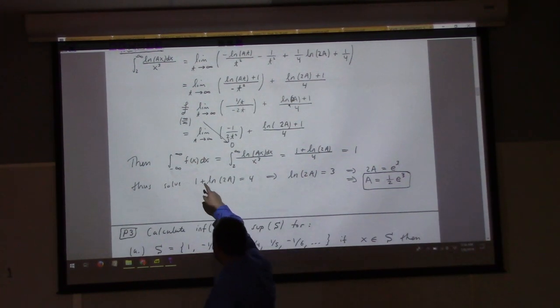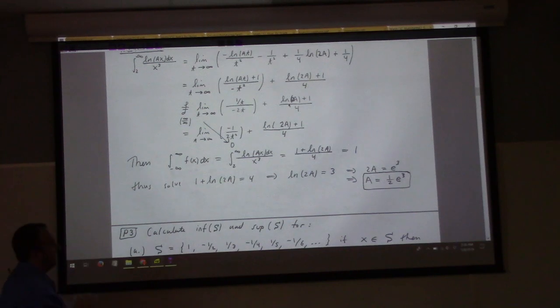So the integral from minus infinity to infinity just is that integral, because everything else is defined to be 0. So I set this equal to 1, which gives me log of 2a plus 1 equals 8, which gives me log of 2a equals 7, which gives me that 2a is equal to e to the 7th. Therefore, a is equal to 1/2 e to the 7th. Is that what you guys got?